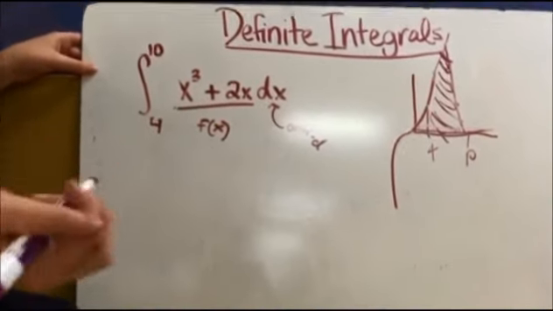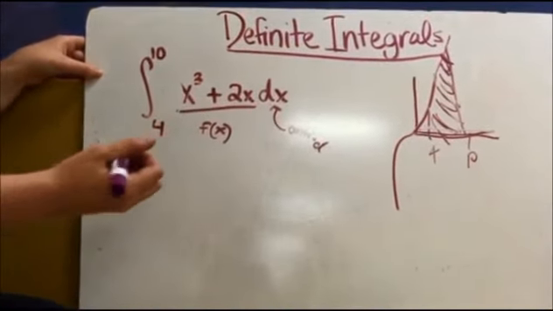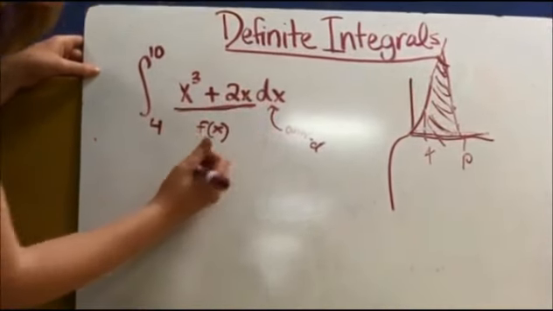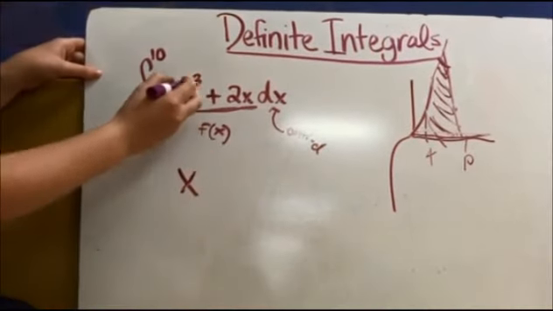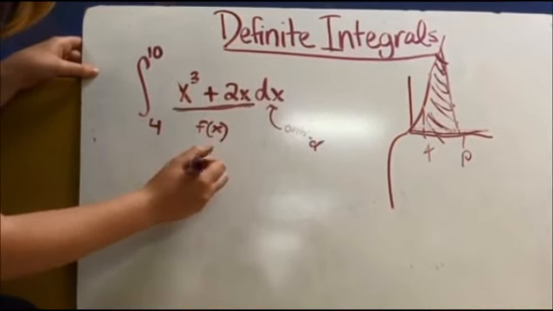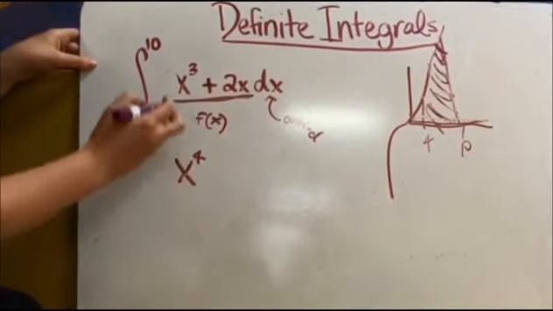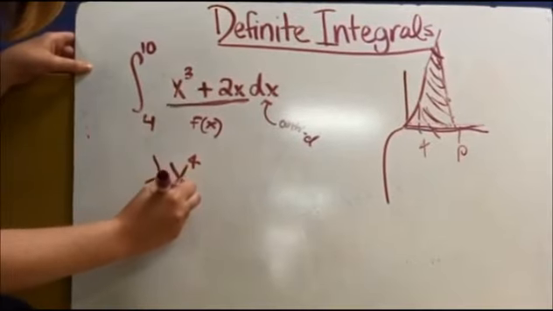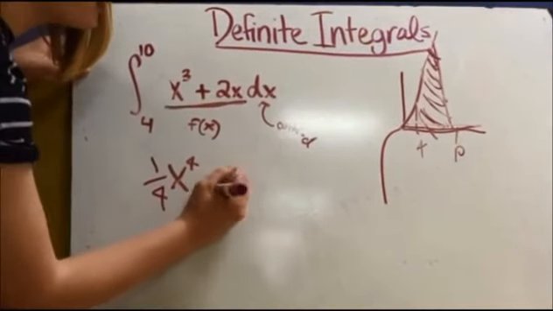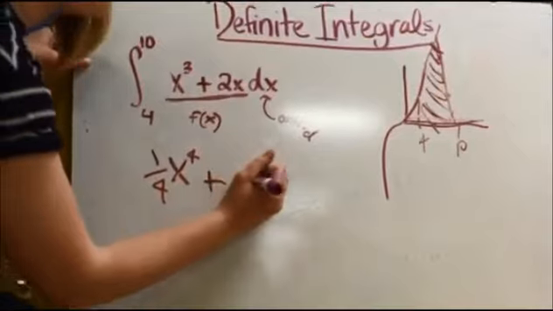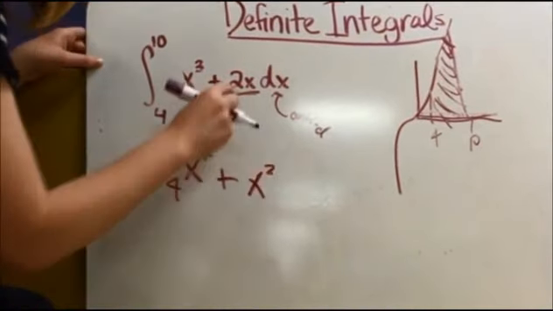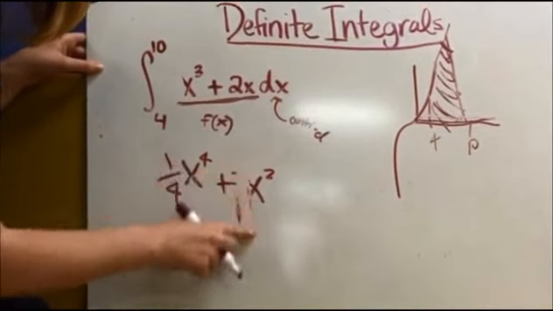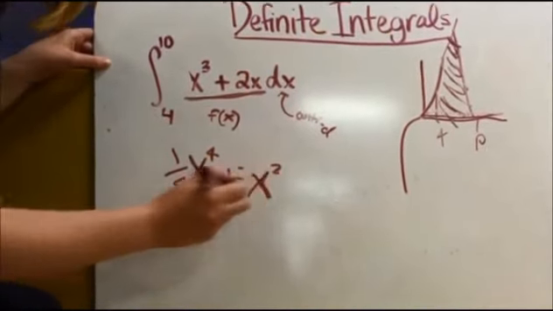So the first step to taking your definite integral and finding your value is to take the antiderivative of your function. So you will do x, and then 1 plus your already exponent, so 4, and then your coefficient, which is 1, over your new value, 4, and then you will do plus, and do the same for this. So we'll do x squared, and then 2 over 2 is 1, basically just the x squared.